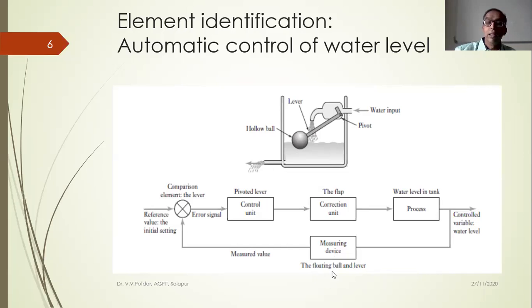What is that feedback device? The floating ball and a lever, and that provides me, so to say, the measured level value that will be compared at the comparator, and the error signal or the correction signal will be generated by opening or closing of the flap. So this is how we can identify various functional elements of a physical system and frame them into reference input, control output, comparison element, control elements, correction elements, process elements, and feedback elements, right?